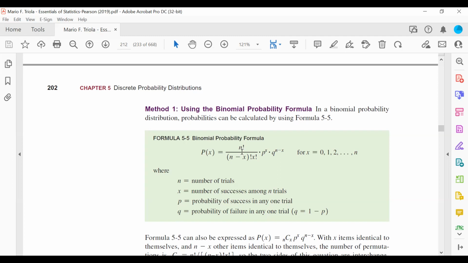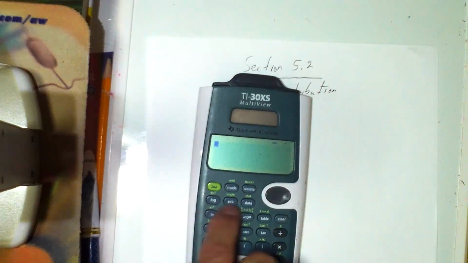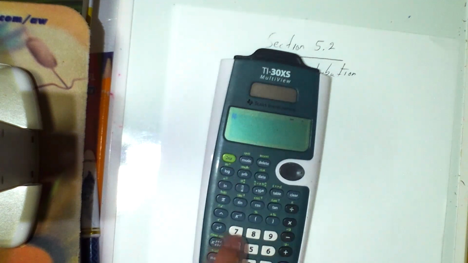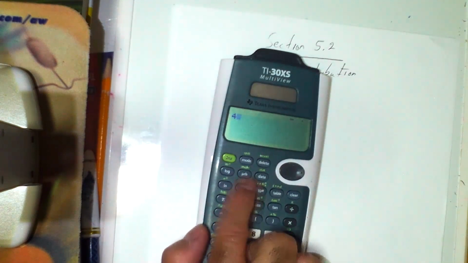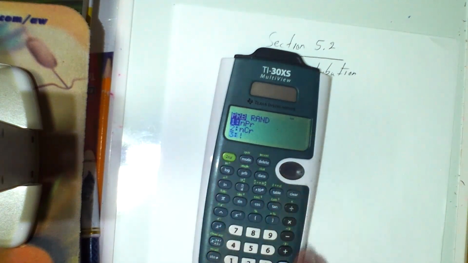So what is a factorial? You should have a factorial button on your calculator, and I'll explain to you what a factorial is. Let me show you on my calculator where the factorial button is. If you have a TI-30XS, it is right here where it says PRB. First you have to put a number in, so I'm going to put 4. And I'm going to hit PRB, and it should be the third option. I went too far.